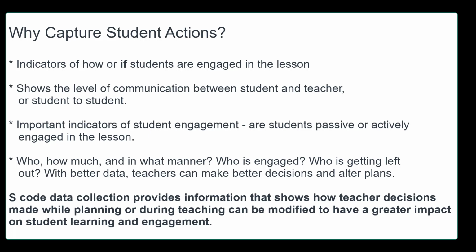So collecting this data gives us the who, the how much, and in what manner. Who is engaged, who is getting left out, and with better data, teachers can make better decisions and alter plans to get more students engaged in the lesson. So the S-code data and information that we collect shows how the teacher decisions that are made while teachers are planning for teaching or made while they're teaching can impact the learner. And these things can be modified to have a greater impact and a more positive impact on the learner and on student engagement as evidenced by the S codes.